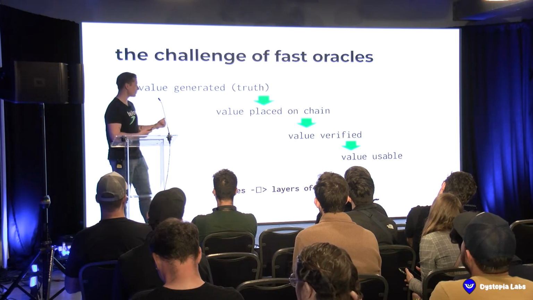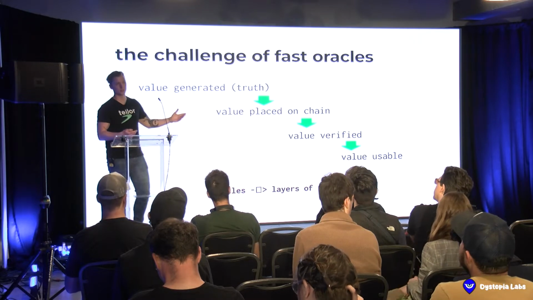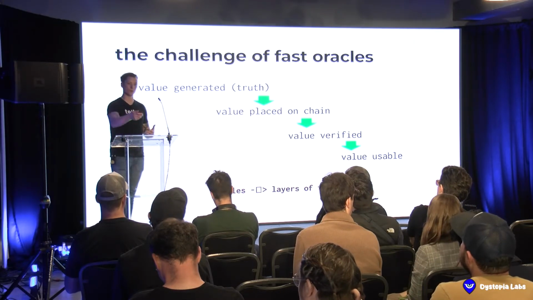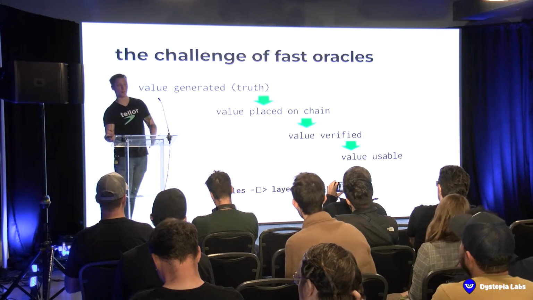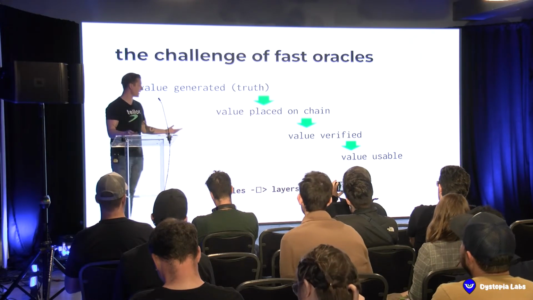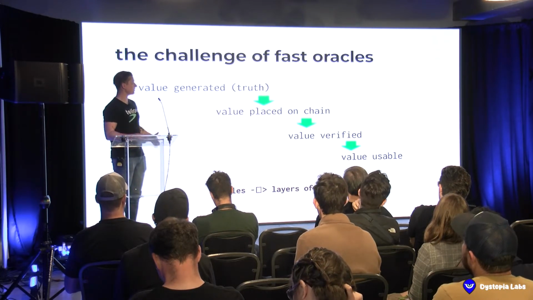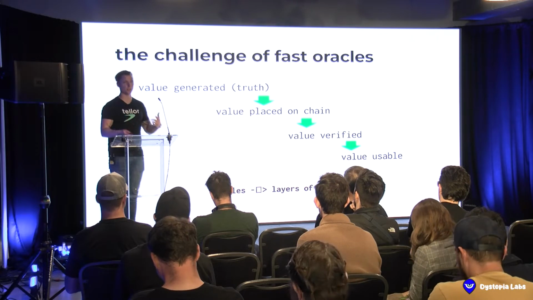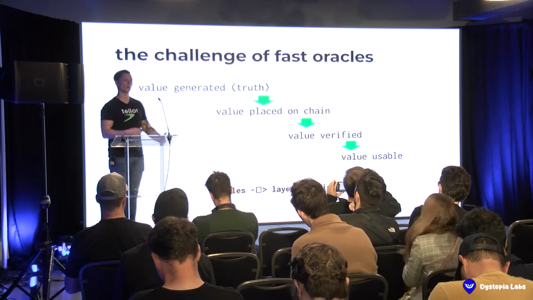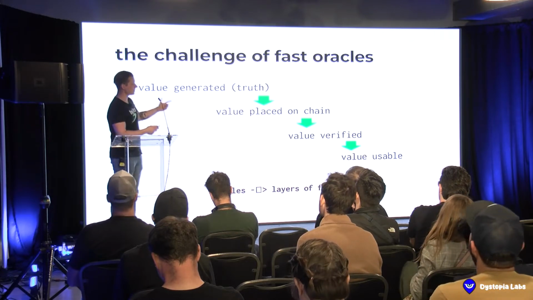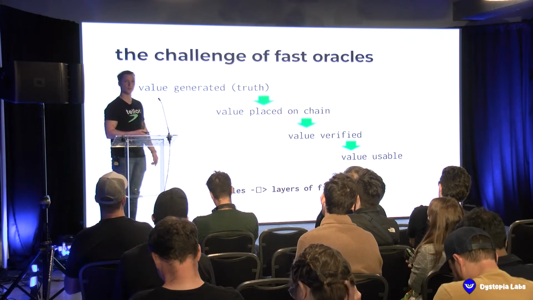So you have to wait for the value to be placed on chain. And then the value is verified. If your oracle provider places it on chain, you should be able to say, hey, he lied about putting it on chain. That would be the value verified. And then finally, the value is usable. So as you can see, there are a lot of challenges in making these really fast oracle updates. Whenever you're talking about building really fast bridges or really fast DeFi protocols, there are a lot of things you've got to pay attention to, and this is what I'm going to go over.